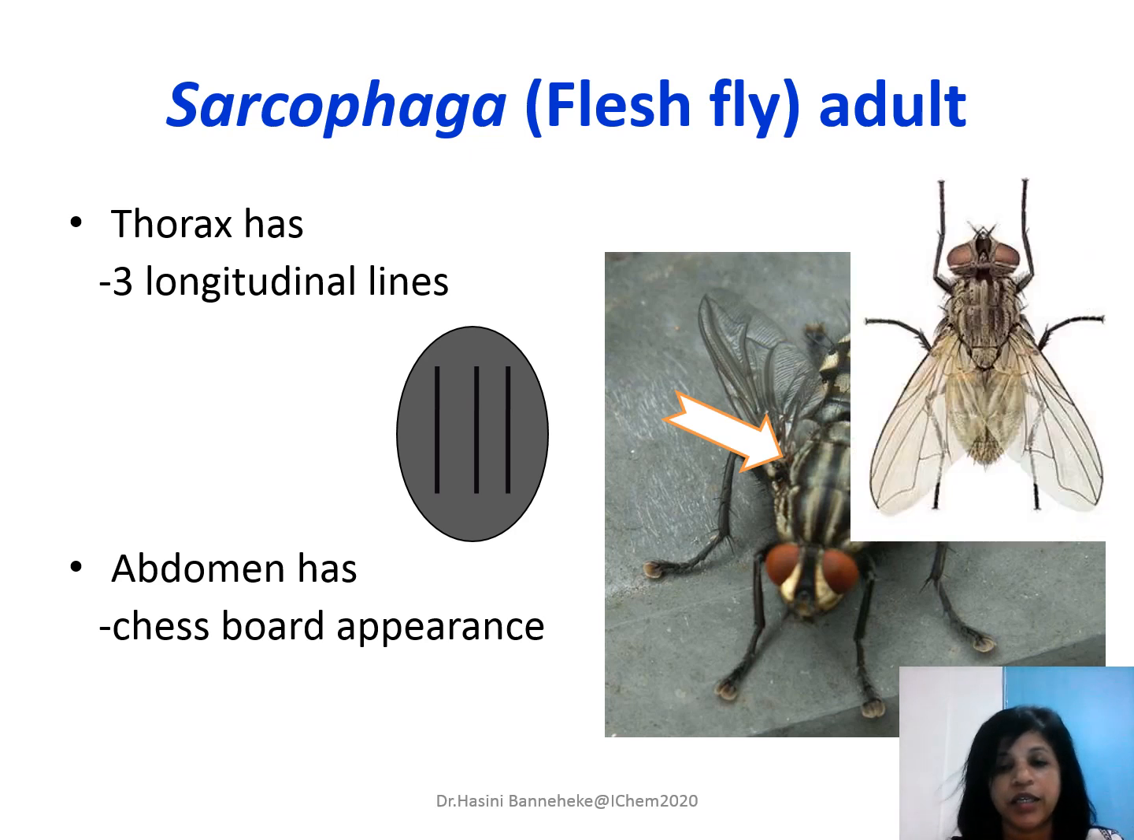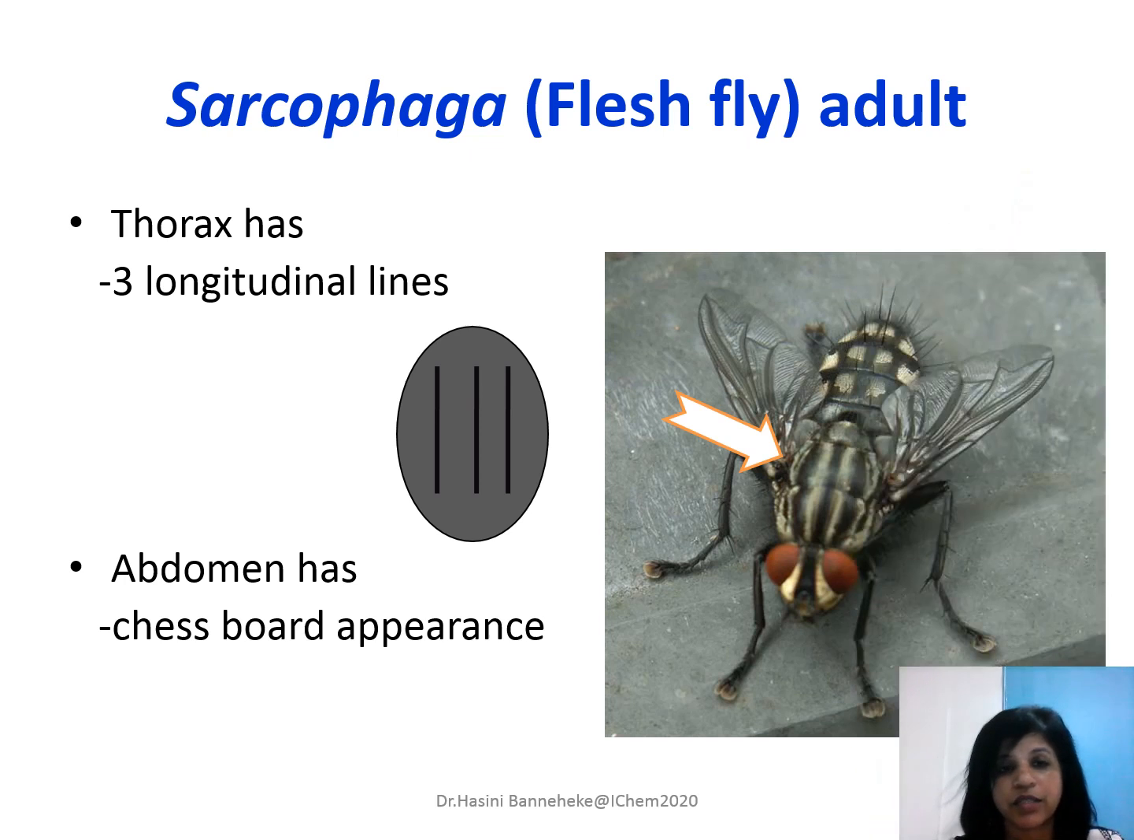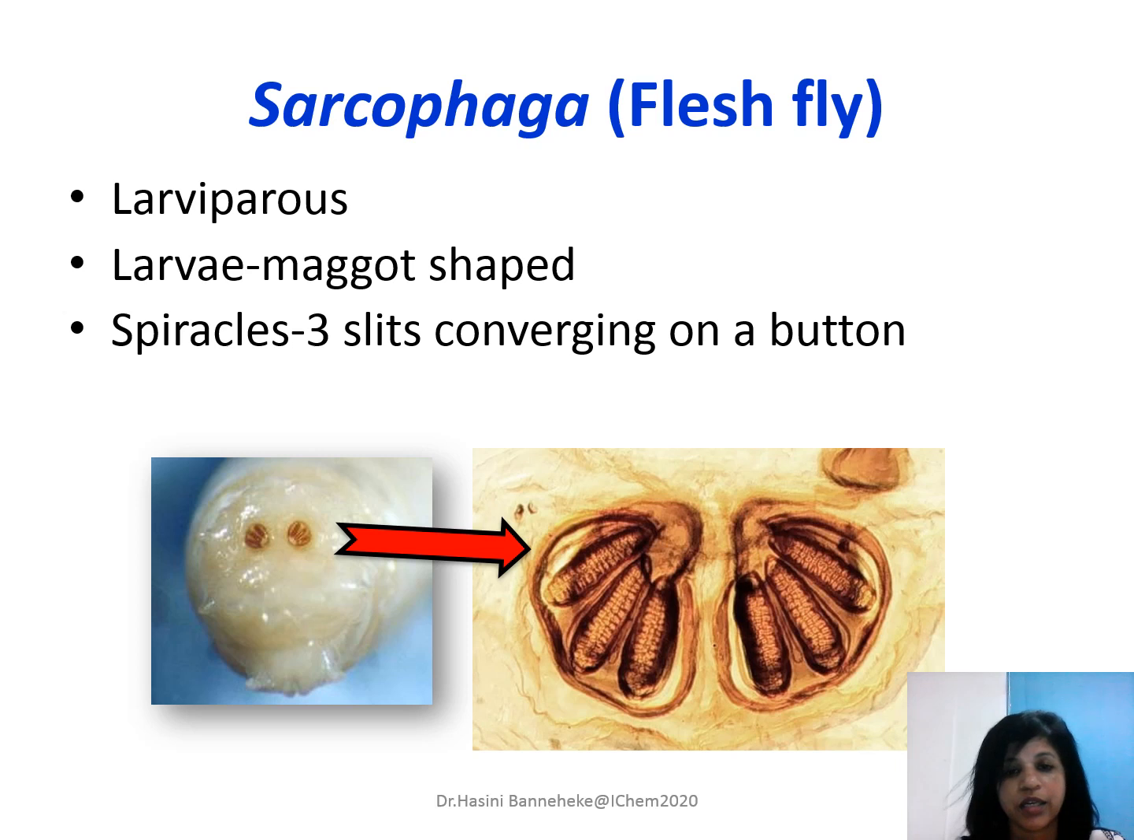And further, now this is the Musca domestica. It has four lines, whereas the sarcophaga has only three. In addition, the abdomen has a kind of checkerboard, chessboard appearance. Now this is the sarcophaga flesh fly.